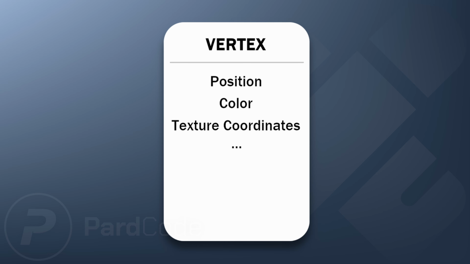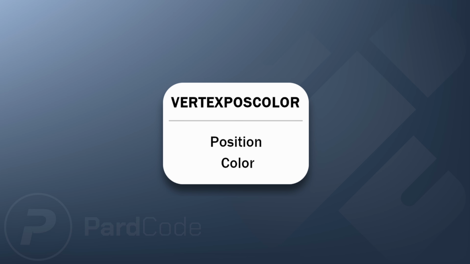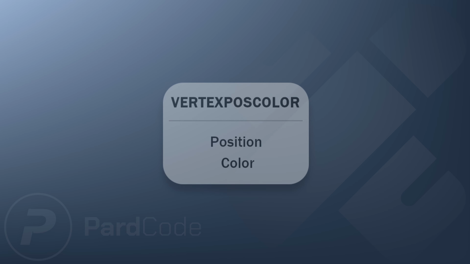To dive deeper, we can define different types of vertices based on the attributes they carry. For example, a vertex that only contains positional information may be referred to as VertexPos, while a vertex that holds both position and color could be called VertexPosColor. This flexibility allows us to define various vertex types, each carrying the specific data needed for different rendering scenarios.